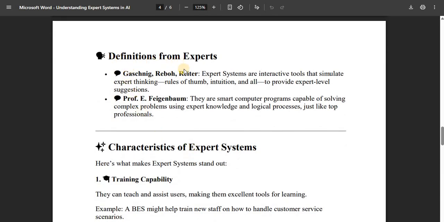Now some definitions from the experts. What is an expert system? Like these two people have given an example of an expert system. Expert systems are interactive tools that simulate expert thinking, rules of thumb, intuition and all to provide expert level suggestions. Another person says they are smart computer programs capable of solving complex problems using expert knowledge and logical processes, just like top professionals. Just now I gave you the example of IBM Watson in case of law.